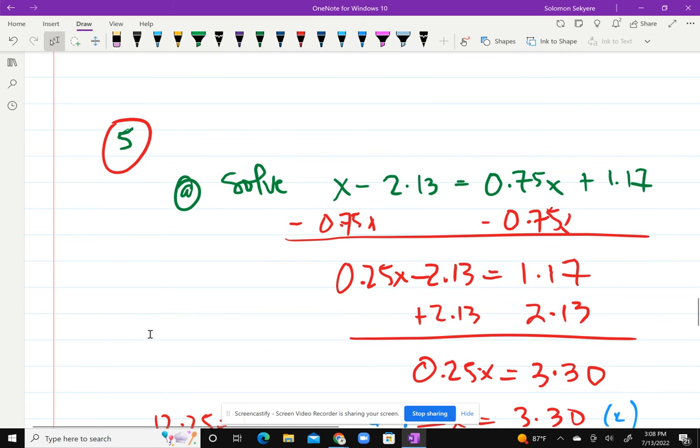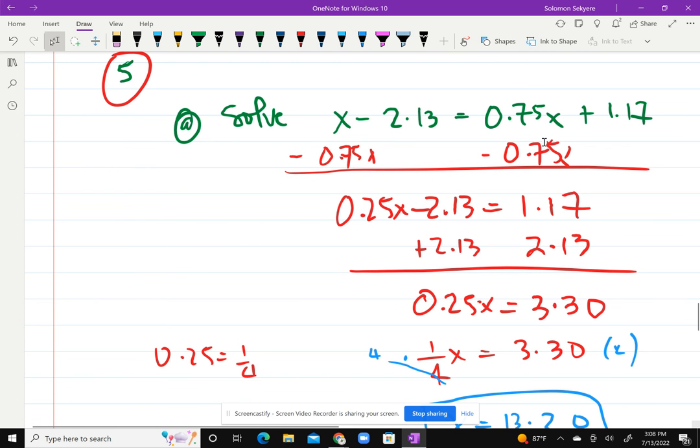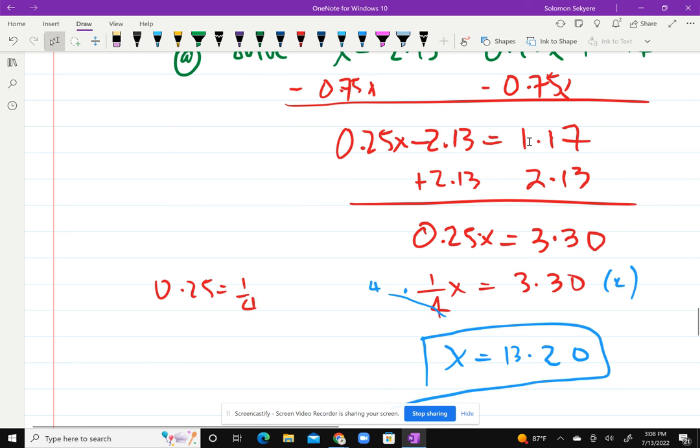Final question, okay, we want to solve this one variable equation here. Just like we did, we collect our variable on one side and our integers or rational numbers on the other side. When I have 0.25x equals 3.30, 0.25 is the same as a quarter. So I write a quarter x equals 3.30. How do I solve for it? I multiply each side by 4 to get rid of my denominator, and my x equals 13.2.